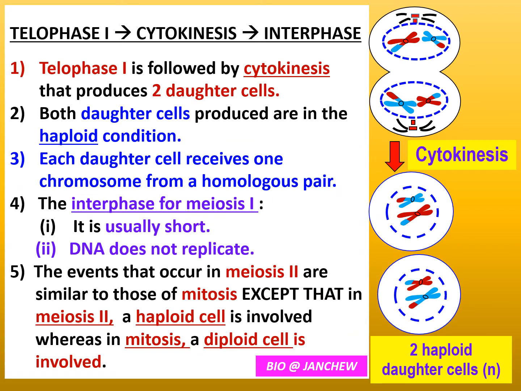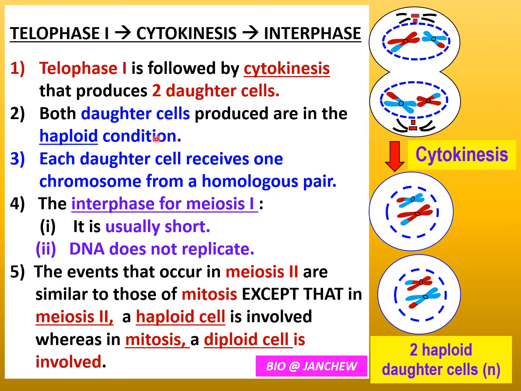Now what happens after telophase I? Cytokinesis or the division of the cytoplasm will occur, followed by interphase, and then meiosis II will start. So number 1, telophase I is followed by cytokinesis that produces two daughter cells. Here we see the process of cytokinesis starting to occur. The cell here is constricting, and the cleavage furrow is forming. So this is an animal cell because of the formation of the cleavage furrow. And then slowly the cell will split into two daughter cells.